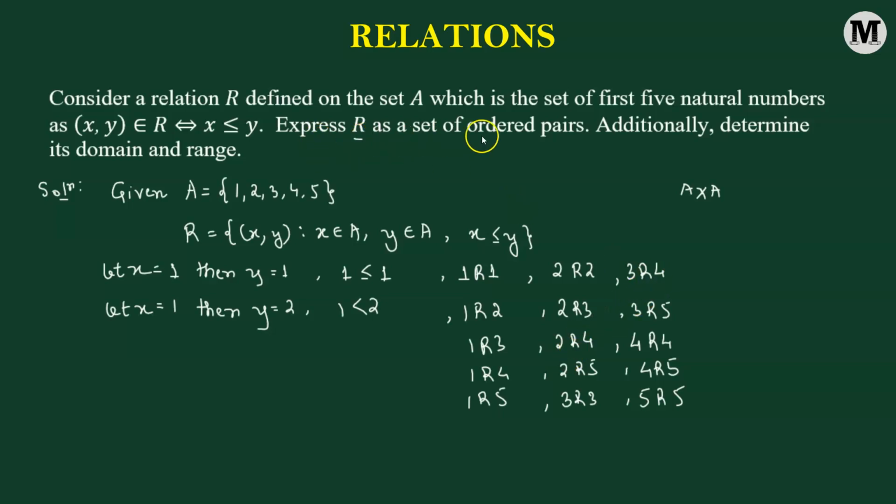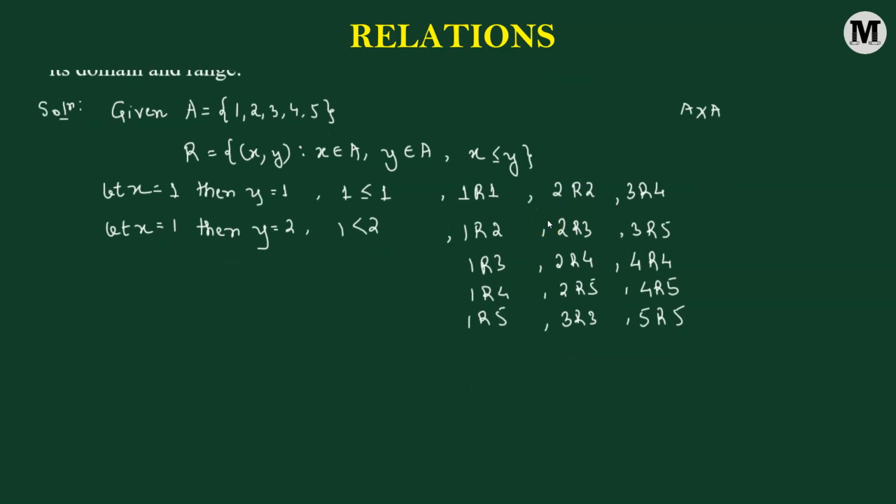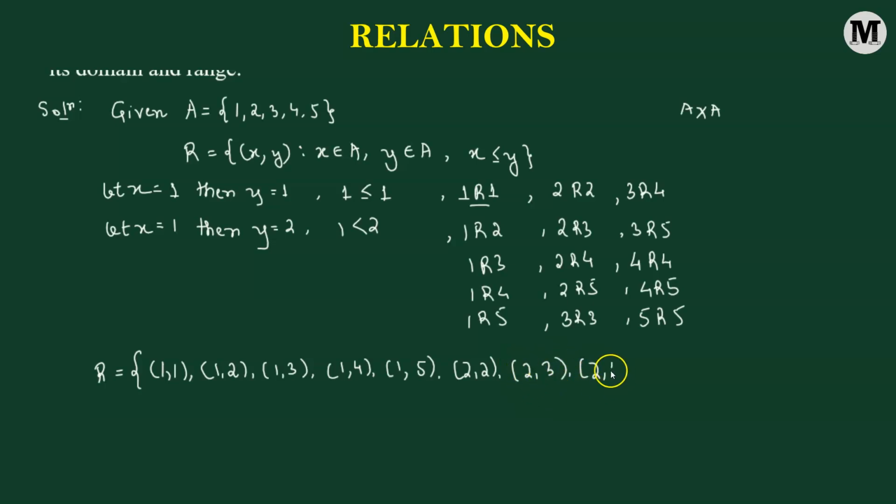So our goal will be to express R as a set of ordered pairs. So let's do that. R is now going to be the set of ordered pairs, which is going to be a total of 15 ordered pairs. So 1R1 can be expressed in terms of the ordered pair as (1, 1). Next we have 1R2. Now that becomes (1, 2). Followed by we have (1, 3). Next we have (1, 4). We have (1, 5). Next we have (2, 2). We have (2, 3). We have (2, 4).